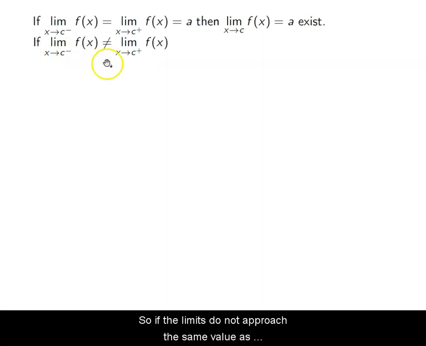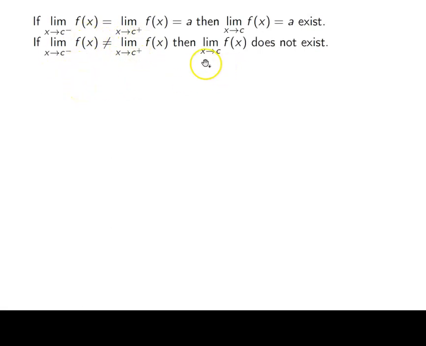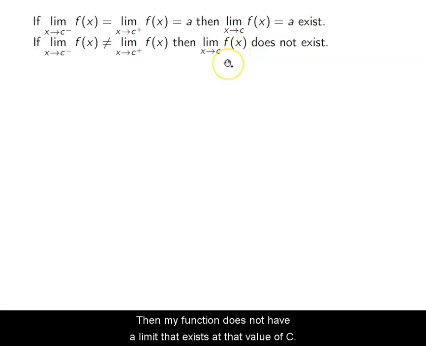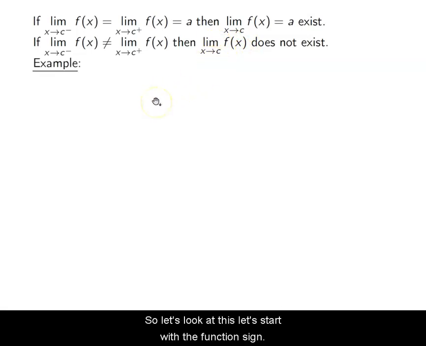So if the limits do not approach the same value, so if as I come in from the left I come to one value, and as I come in from the right I come to a different value, meaning those two sides don't approach the same value, then my function does not have a limit that exists at that value of c. Okay.